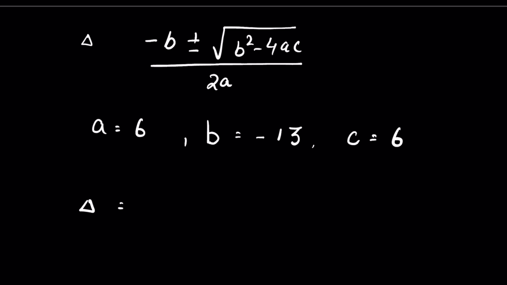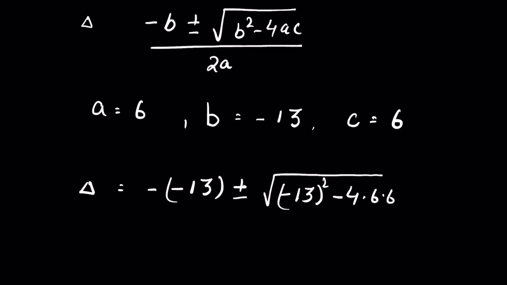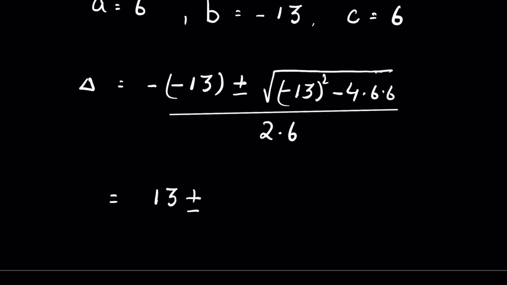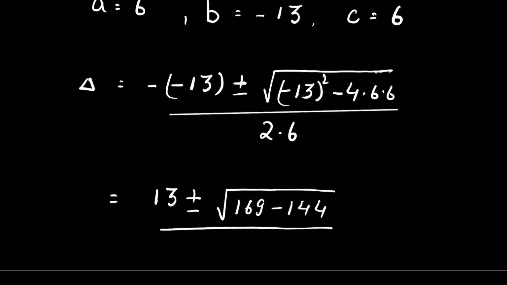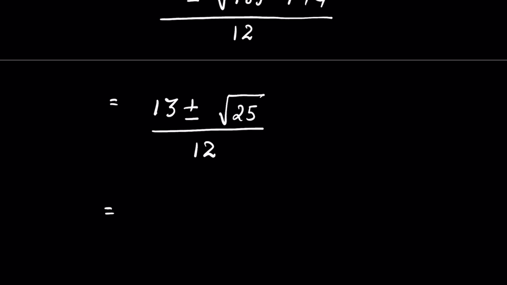So the root here will be minus b, that is minus of minus 13, plus minus square root of 13 square minus 4 times 6 times 6, upon 2 times 6, 2a, or it is 13 plus minus square root of 13 square is 169 minus 144 upon 12, or 13 plus minus square root of 169 minus 144 is 25, upon 12, or 13 plus minus square root of 25 is 5, upon 12. Now there are two roots for t.